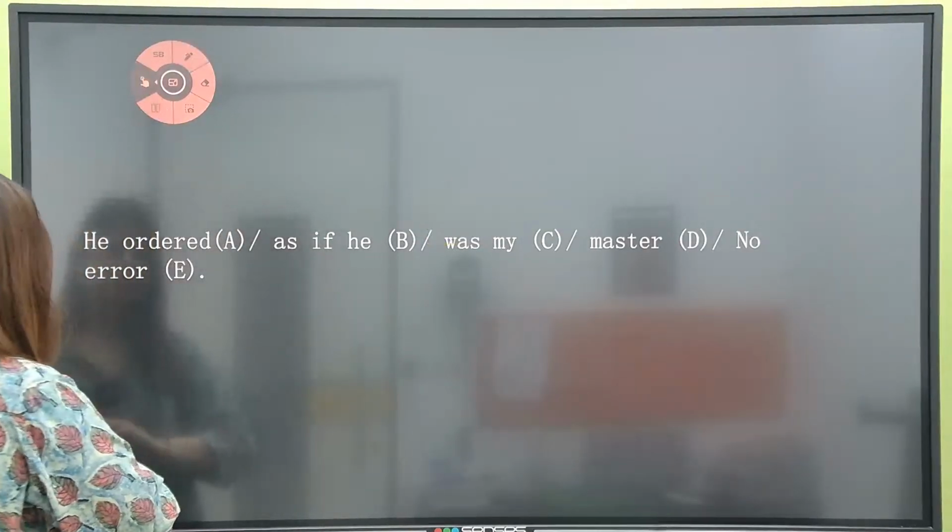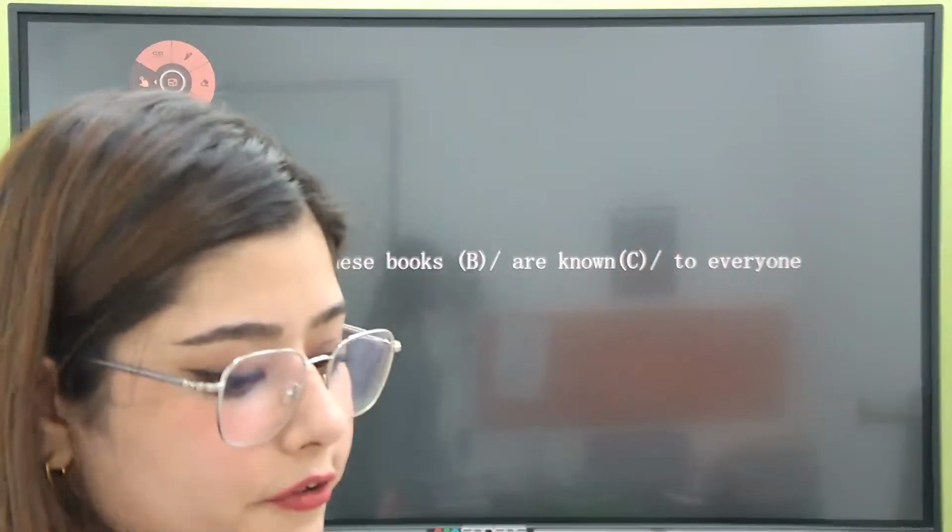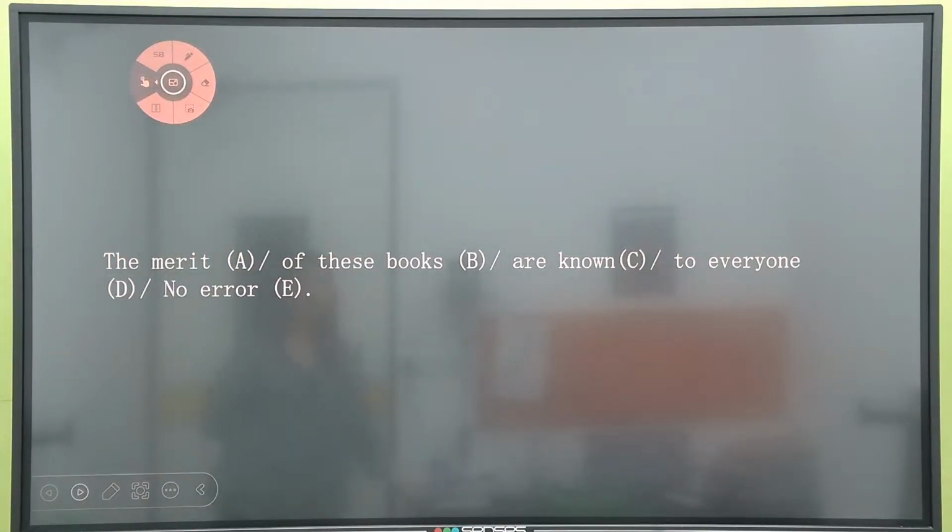Next, the merit of these books are known to everyone. No error. The merit of these books are known to everyone. No error.